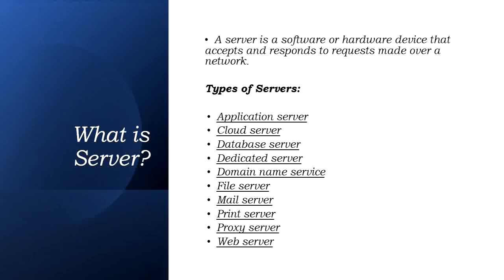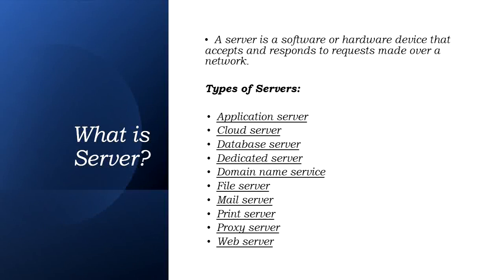So finally we saw what a client is, and now let's move on to what a server is. A server is a software or hardware device that accepts and responds to requests made over the network. What does it mean? You are a client and you have sent a request, but you don't know where it is going. Behind the scenes, something is happening which will get you back some response. Whatever you request will hit the server, and the server will get you the response back.